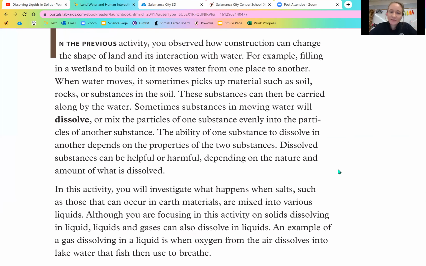In the previous activity, you observed how construction can change the shape of land and its interaction with water. For example, filling in a wetland to build on it moves water from one place to another. So they're talking about the Delta wetlands, the picture with all the birds in the lake with the habitat becoming a neighborhood, okay? When water moves, it sometimes picks up materials such as soil, rocks, or substances in the soil.